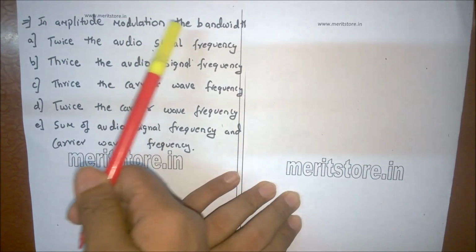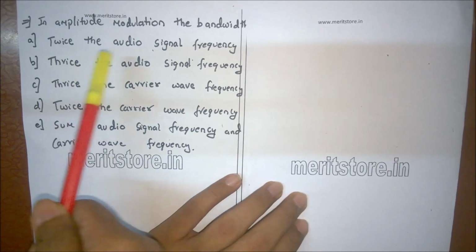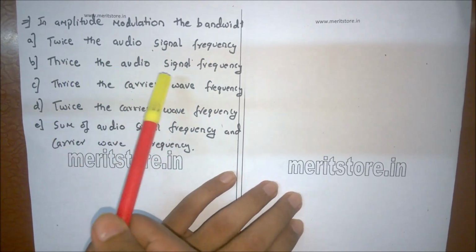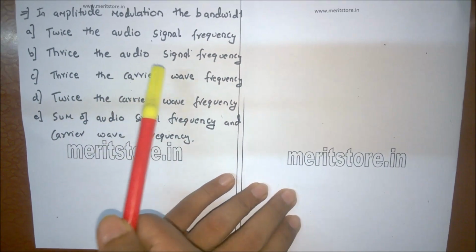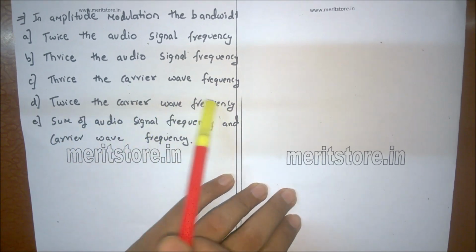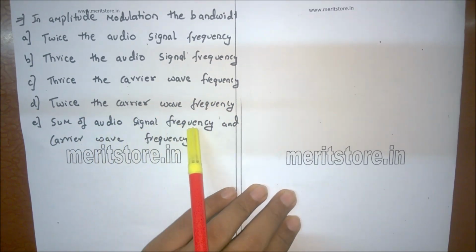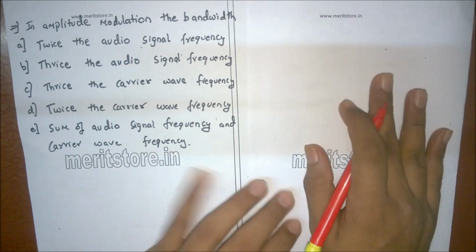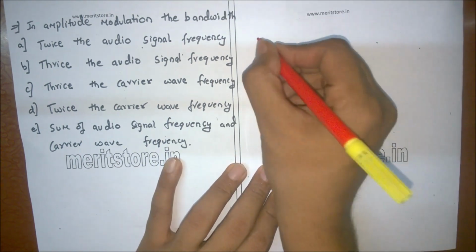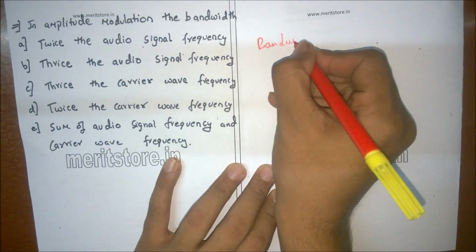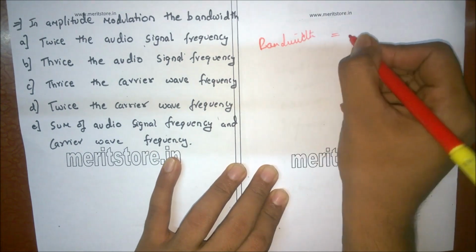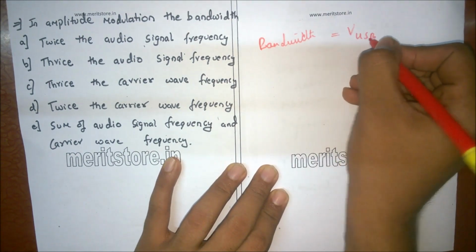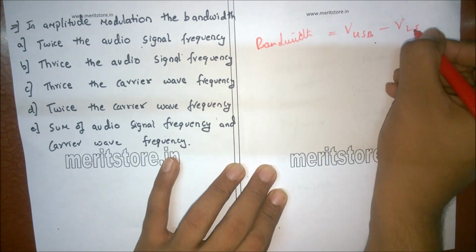In amplitude modulation, the bandwidth is twice the audio signal frequency, thrice the audio signal frequency, thrice the carrier wave frequency, twice the carrier wave frequency, or the sum of the audio signal frequency and carrier wave frequency. Now, we know that in amplitude modulation, bandwidth is equal to frequency of the upper side band minus frequency of the lower side band.